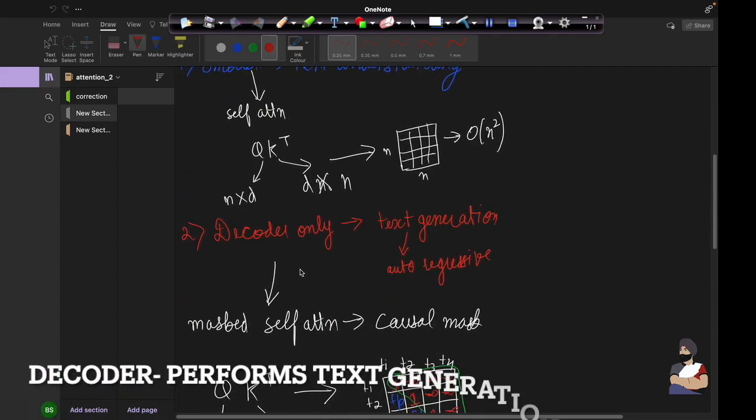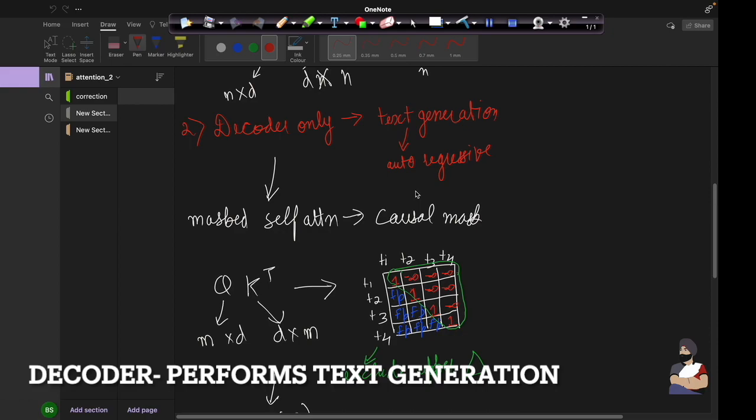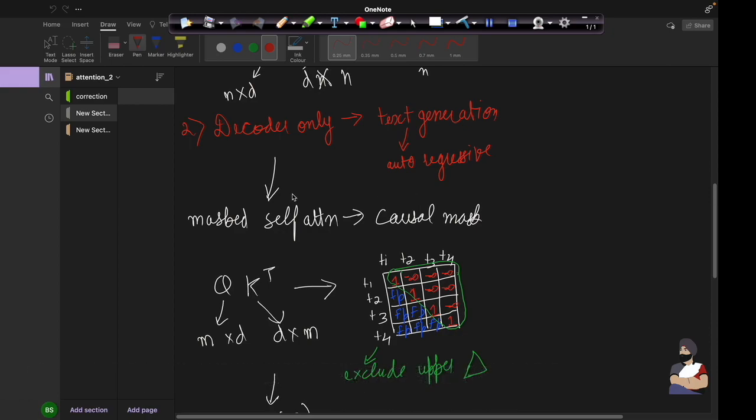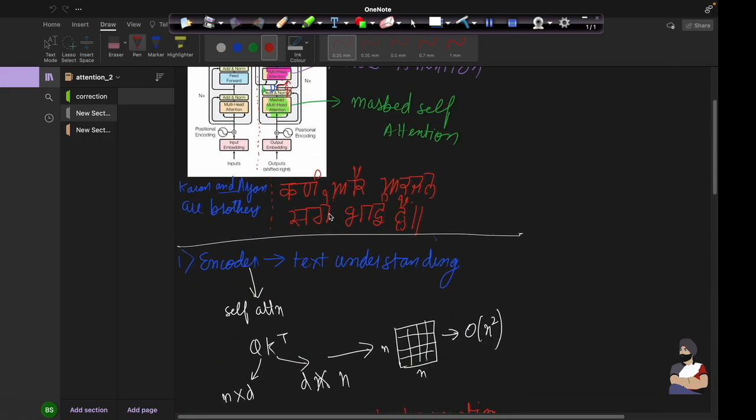Whereas the task of the decoder is to perform text generation in an autoregressive manner. To perform this operation, the masking of tokens needs to be done, and this mask is always a causal mask. What the causal mask is doing is, for example, when we are querying over this token, it masks these future tokens over here.